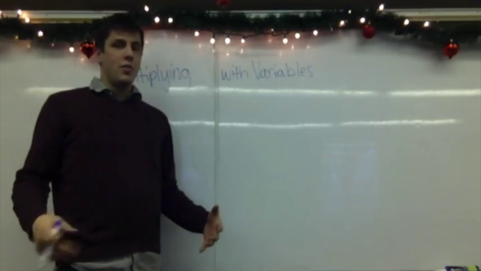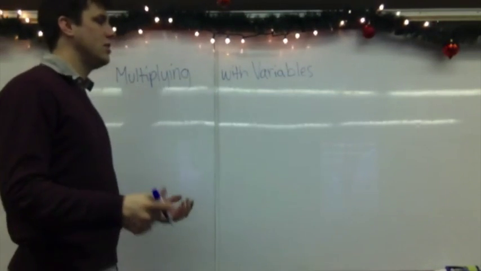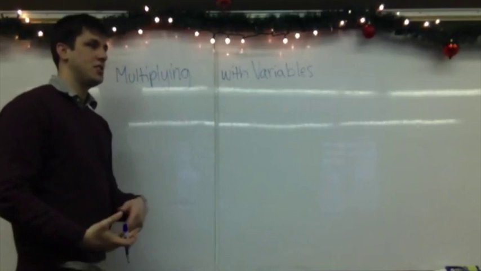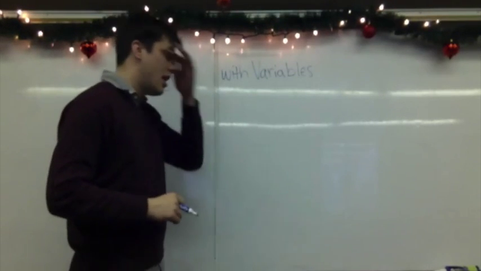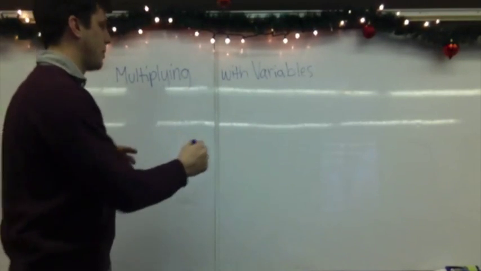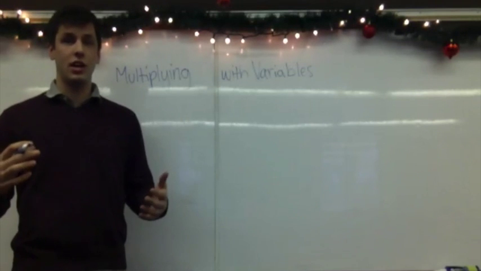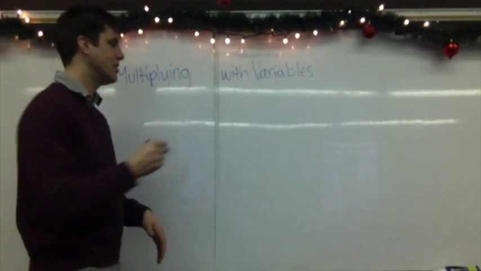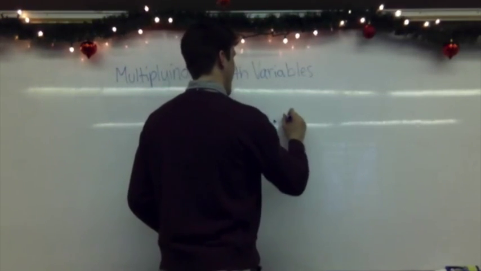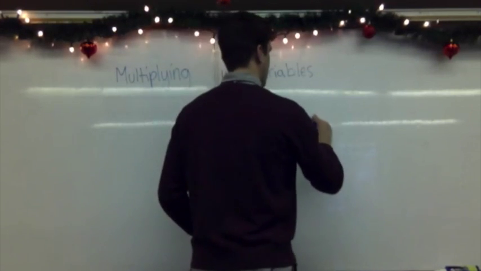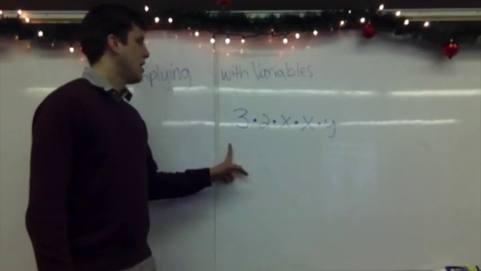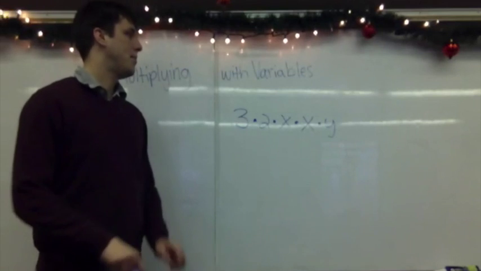Alright, so now that I've defined what a term is, we can get into what happens when you multiply variables and numbers together to create a simplified term. So if you have multiple things being multiplied together or divided, any rules that we talk about with multiplication also apply to division. So 3 times 2 times x times x times y. What happens? How do we simplify this term?